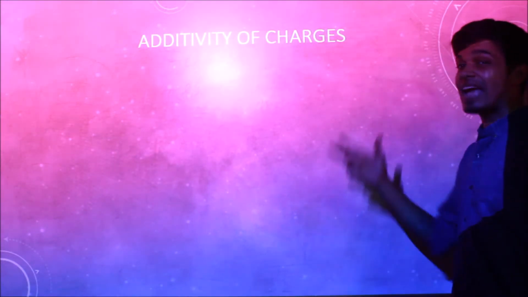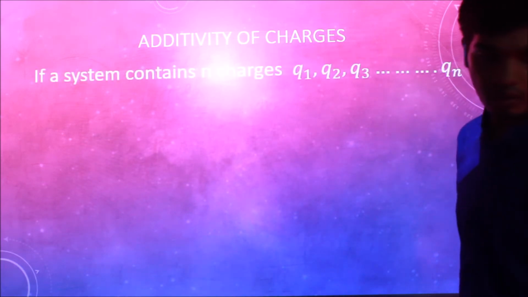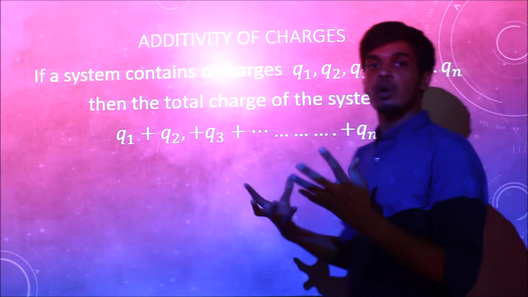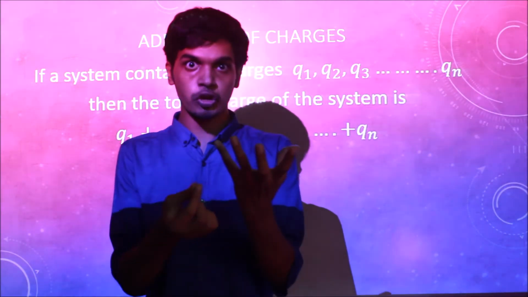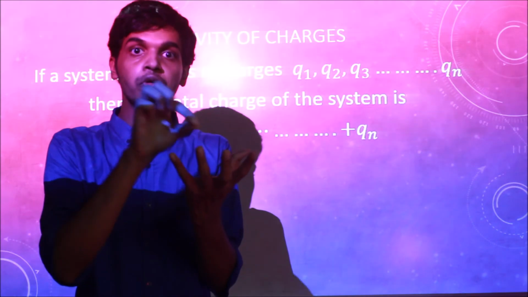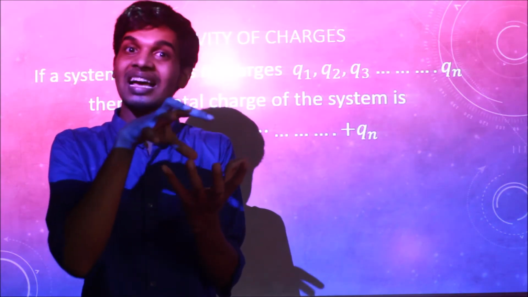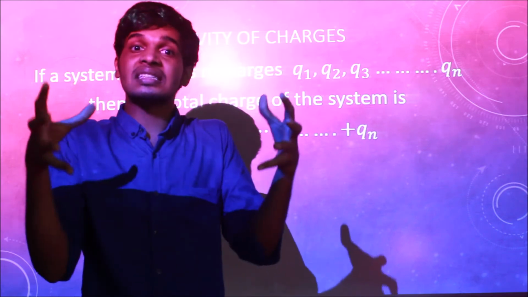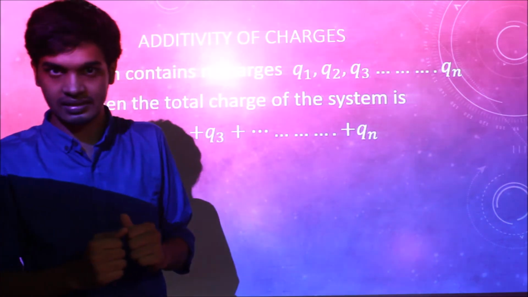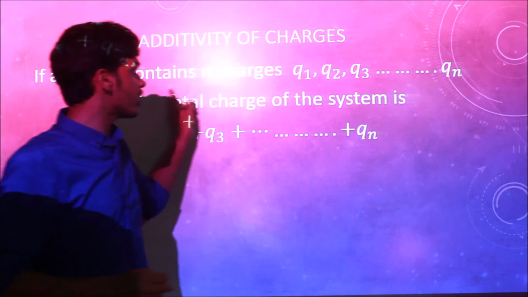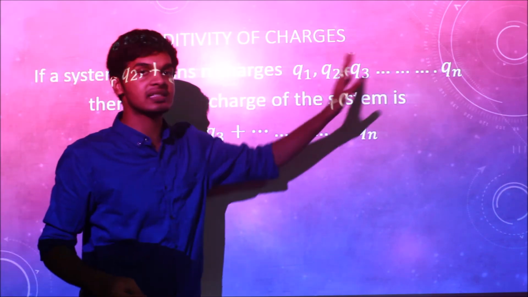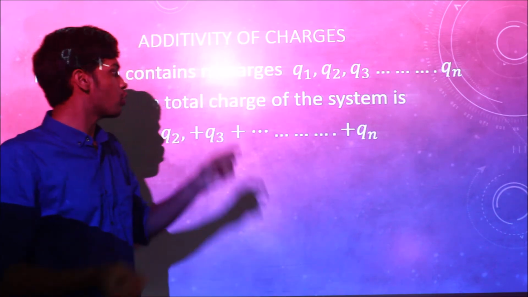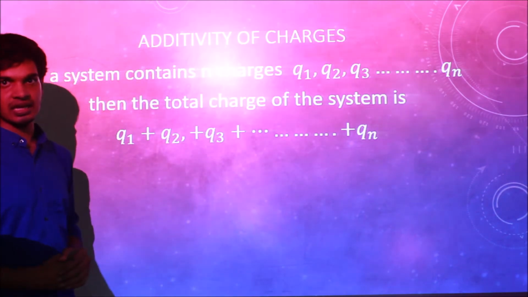First, let's learn about the additivity of charges. The law states that if you have a body in which you have Q1, Q2, Q3, Q4, etc. as the charges, then the total charge of the body is the sum of the individual charges. So if a body has charges Q1, Q2, Q3, etc. Qn inside the body, then the charge of the whole body is equal to the sum of the charges.